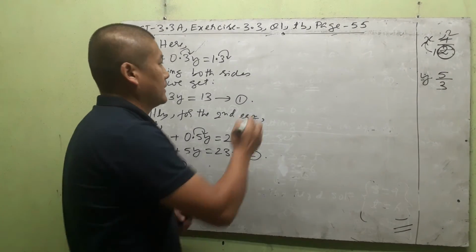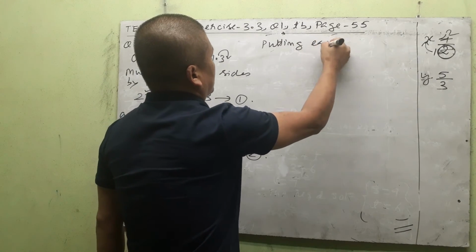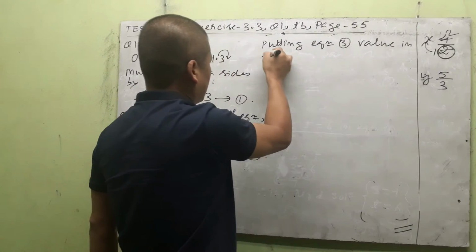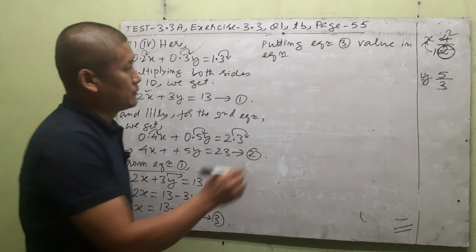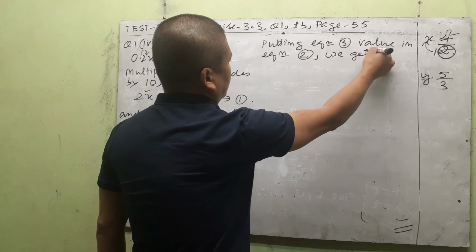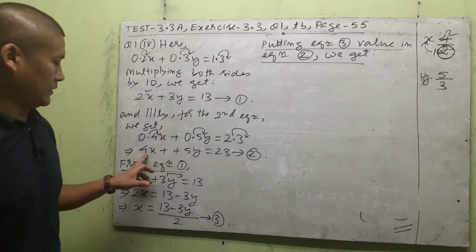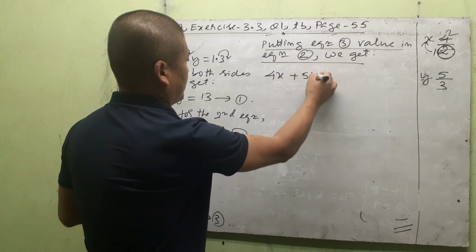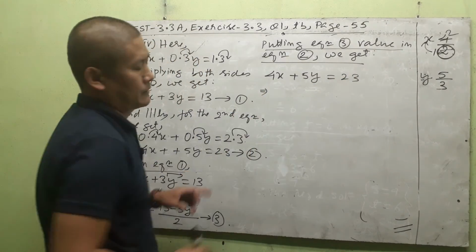Okay, so putting the equation 3 value in equation 2. Now, since 3 is taken from 1, don't put it in 1 again, put it in 2. Then we will get, 2 is here, so let's just write it once: 4x plus 5y is equal to 23.